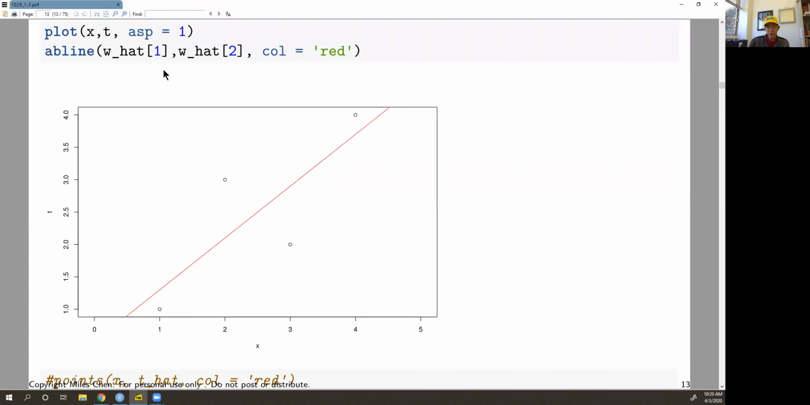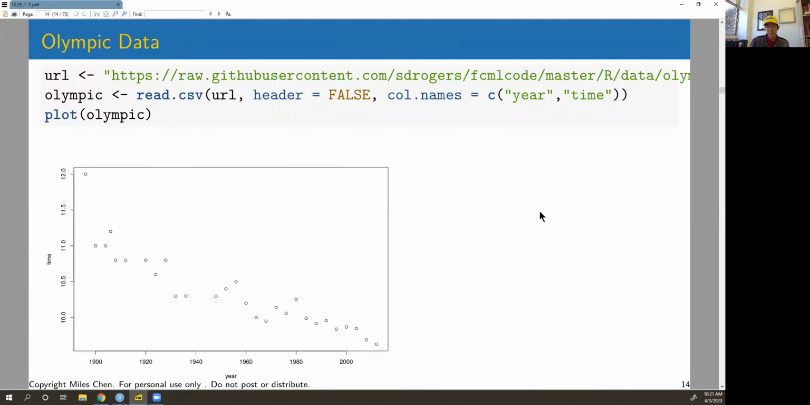And I could plot those. I can plot the predicted values, W hat here, and this is exactly what I get. Or I'm sorry, this is using the abline, but yeah, these are the predicted values here.